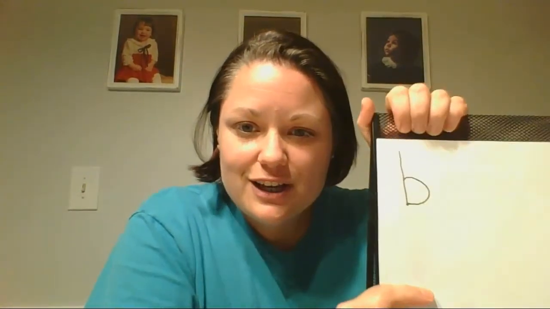Let's write the letter B. You can pretend to write along by using your finger and writing in the air, or you can pause the video and go get something to write with. Let's begin. Big line down. Go to the middle, around, and in. That is the lowercase b, the first letter in the word ball.